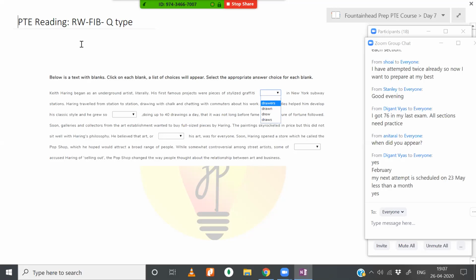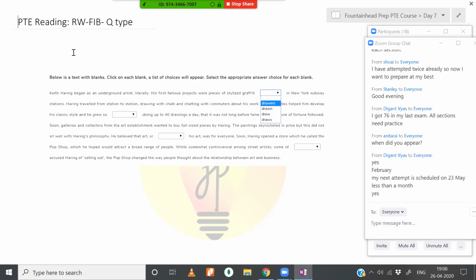Since this is known as reading and writing fill in the blanks, it means that it also contributes to the writing section. So sometimes your grammar, your tenses are tested, your knowledge of collocations are tested. Okay, so your ability to use a transition word is tested sometimes. So that is why it contributes towards your reading and writing section. Is this clear to all of you? Both the question types, one is drag and drop, the other one is drop down.